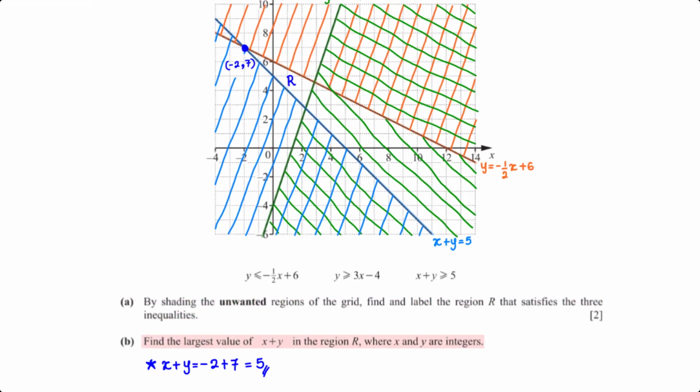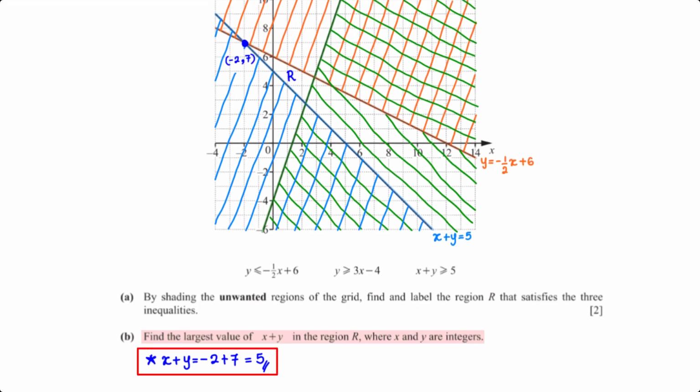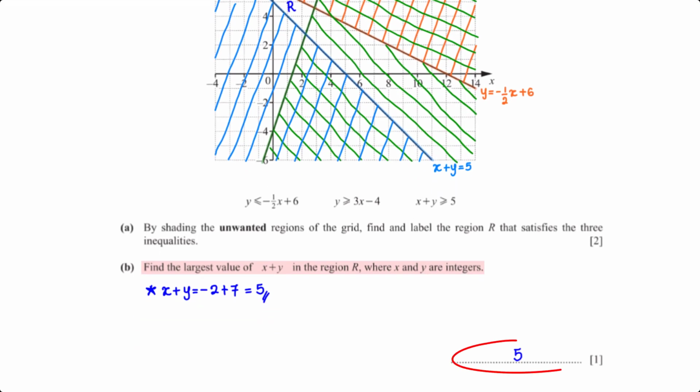Find the largest value of x plus y in the region R where x and y are integers. This value is the peak of the region R where x is negative 2 and y is 7, giving us a maximum for x plus y as 5.